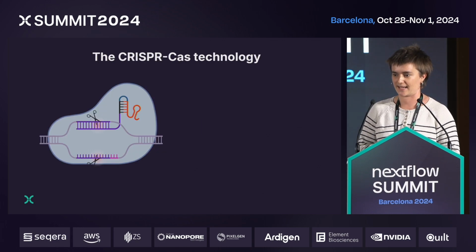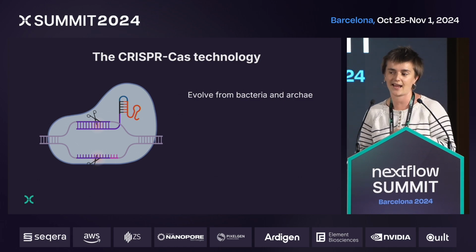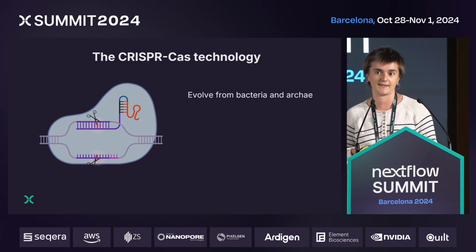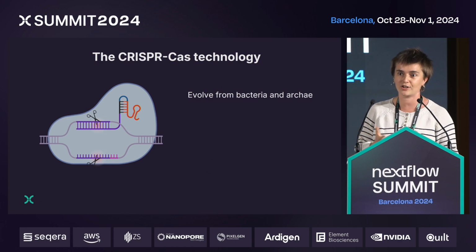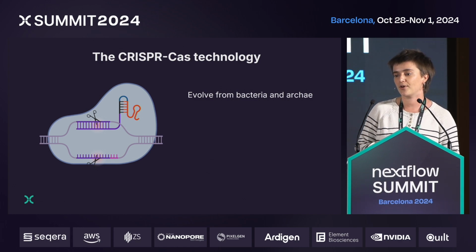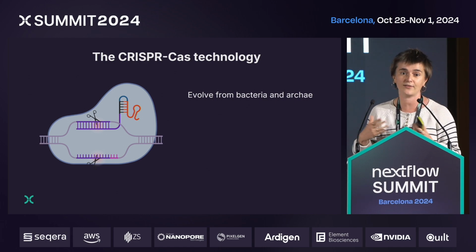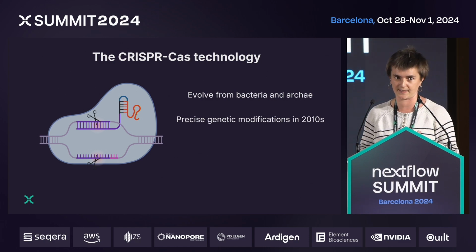So what is CRISPR-Cas? CRISPR-Cas has evolved from bacteria and archaea, I don't know how to pronounce that one, but from bacteria. It is a defense mechanism against viruses. So basically, it figures out the DNA viruses, it goes in the bacterial genome, and it kicks it out. We were able, in the last 20 years, instead of giving it the viral DNA, to tailor it. So we evolved to really precise genetic modifications within the last 15 years.